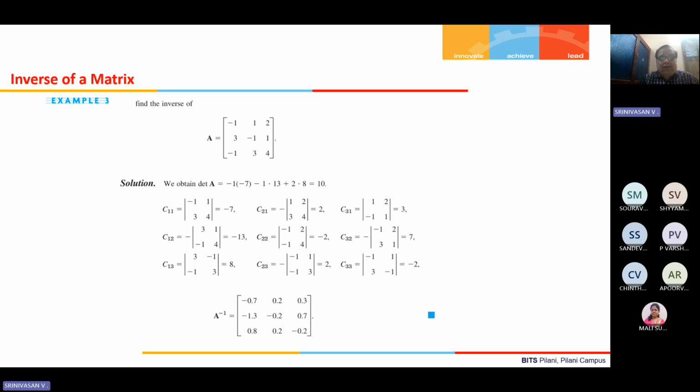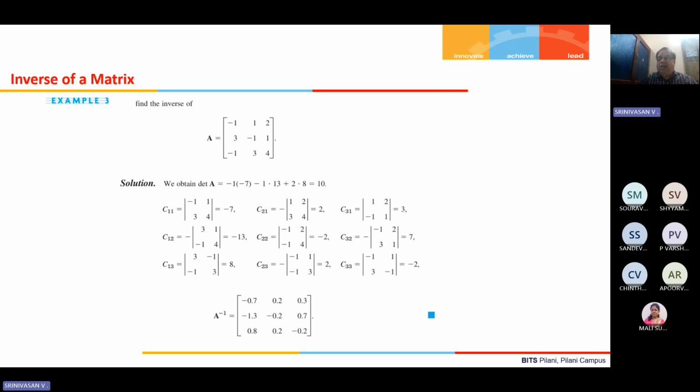Okay, so what will happen? What you should have got actually is C11, C12, C13, that is the first row. C21, C22, C23, that is the second row. C31, C32, C33, that is the third row. So transpose means C11, C12, C13 will become the first column. C21, C22, C23 will become the second column. C31, C32, C33 will become the third column. So straight away, that's the reason why it is calculated like this as a column.